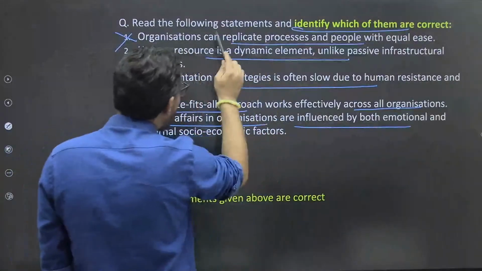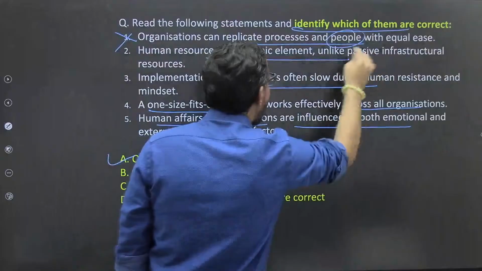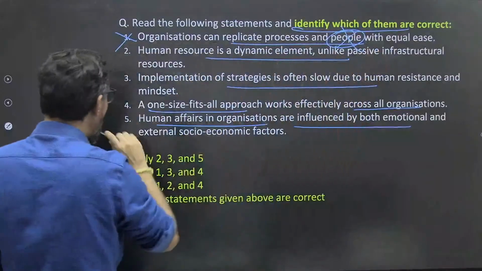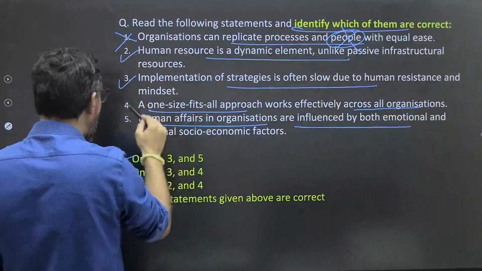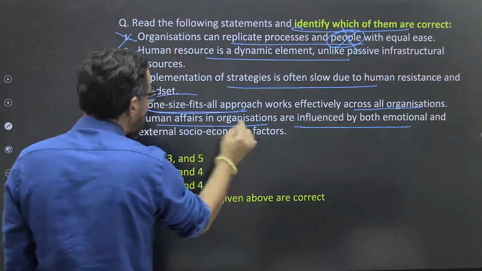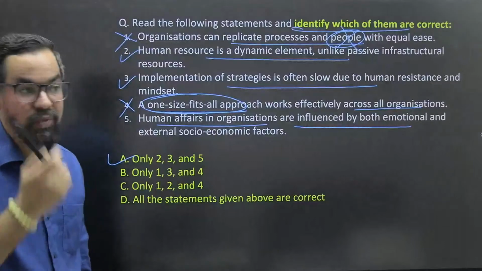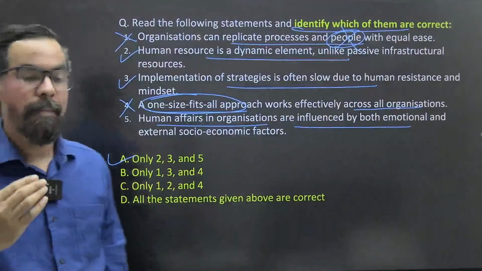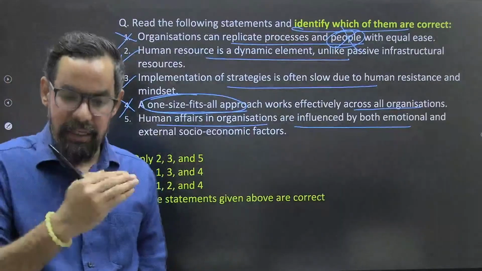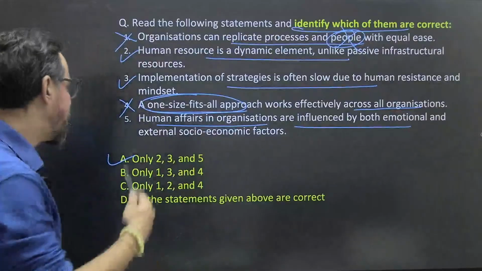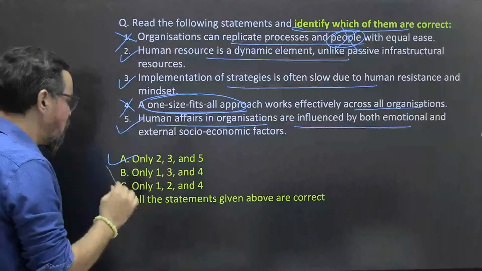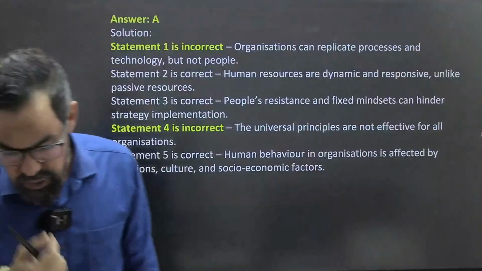Human resources, we cannot replicate people, first thing. And this is true. Statement 4 is, one size fits all approach does not work nowadays. For each and every situation we require a different set of approaches. So option A will be the right answer for this particular one.